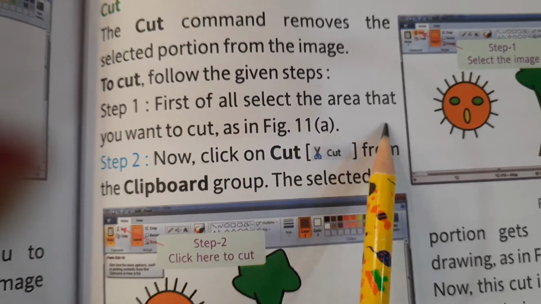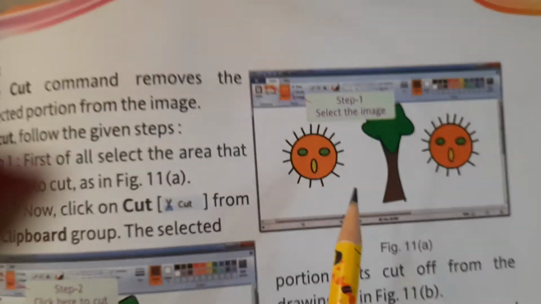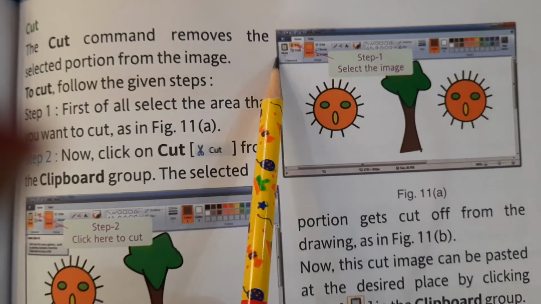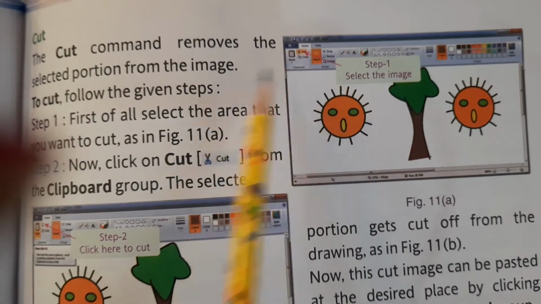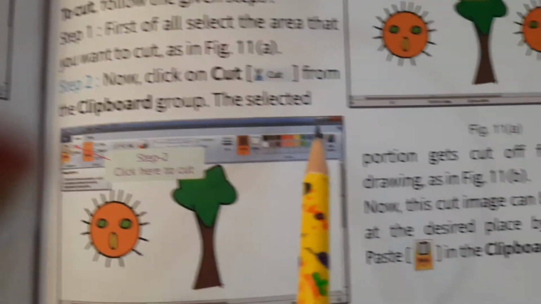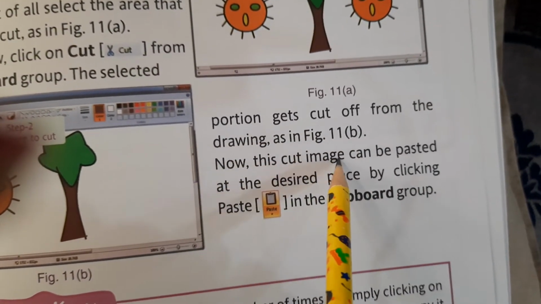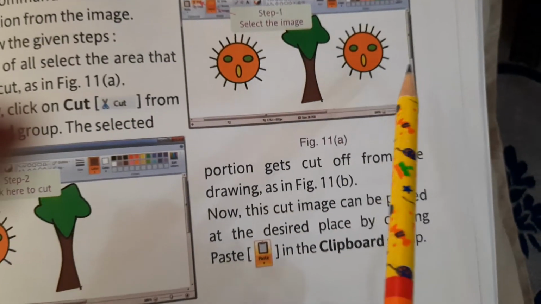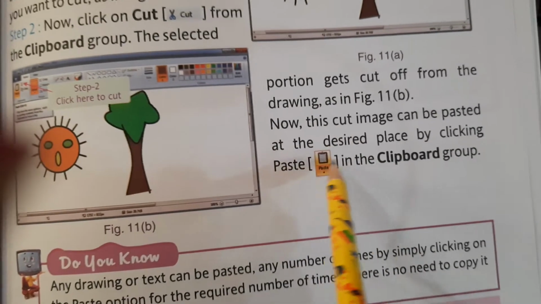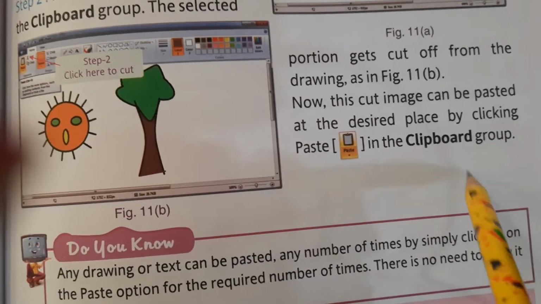First of all, select the area that you want to cut, as in figure 11a. Means the area that you want to cut, you need to select, and then you will press on this option, cut. Now click on cut from the clipboard group, and then the selected portion gets cut off from the drawing as in 11b. Means we have cut this entire. Now this cut image can be pasted at any desired place by clicking paste in the clipboard group.